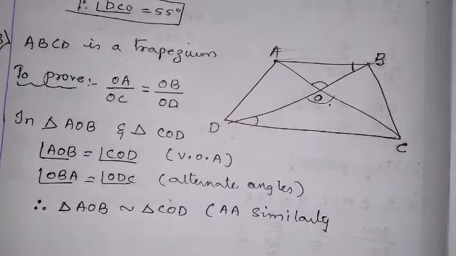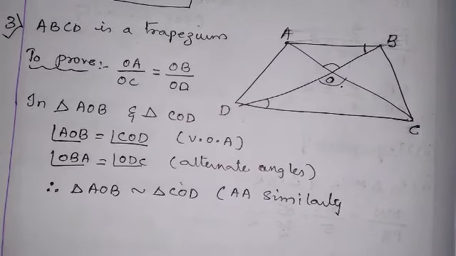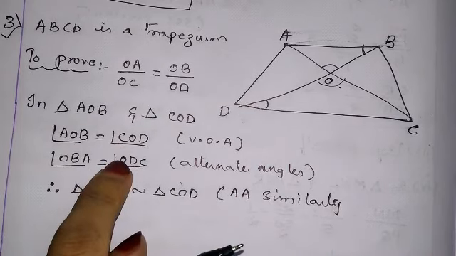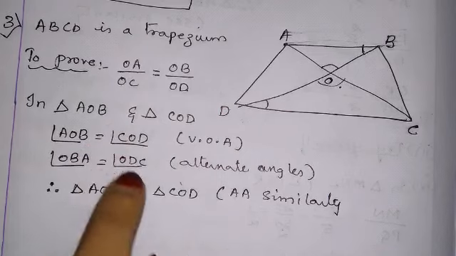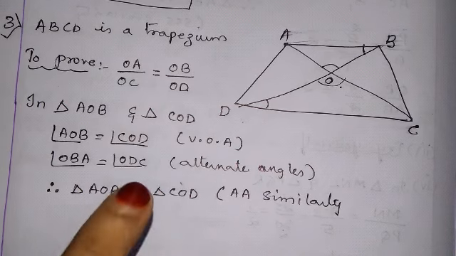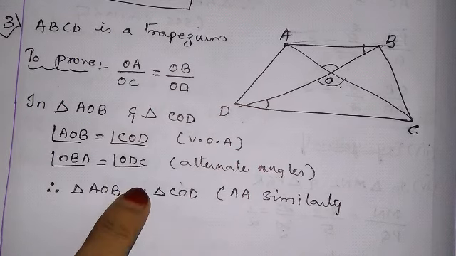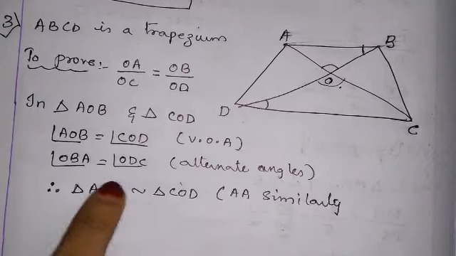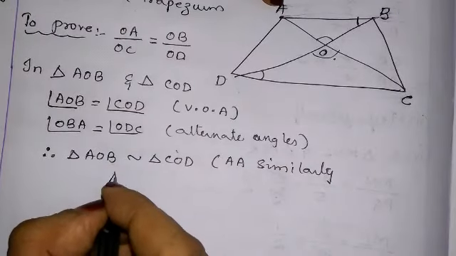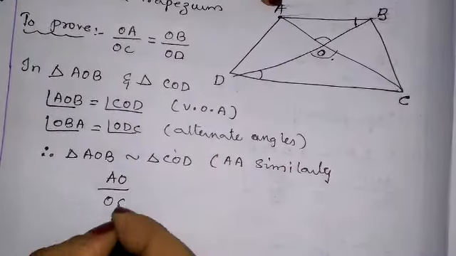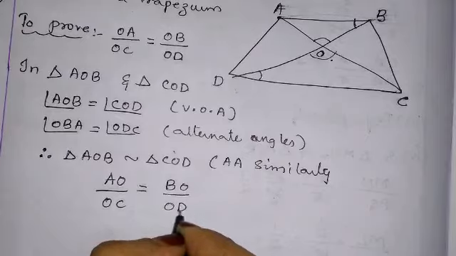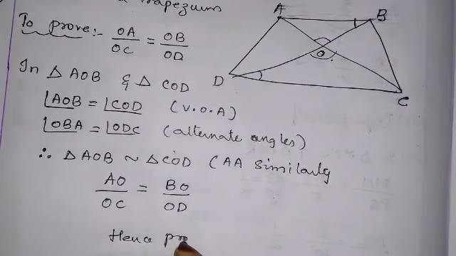AA similarity. How are they similar? By AA similarity. First we proved they are similar because two angles are equal. When two corresponding angles are equal, then they are similar, right? According to the definition, if two triangles are similar, then their corresponding sides are in proportion. So we will write AO by OC is equal to BO by OD. Hence proved. This is only what they told us to prove.